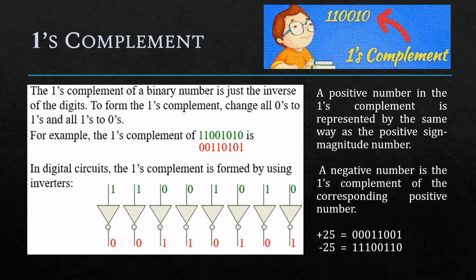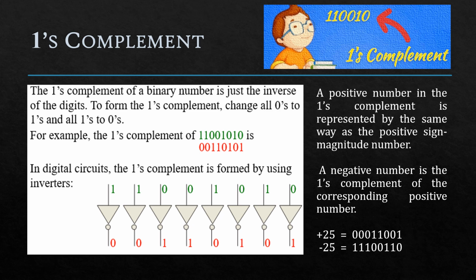As we just said, the 1's complement of a binary number is just the inverse of the digits. So to form the 1's complement, change all zeros to 1's and all 1's to zeros. For example, the 1's complement of the number 11001010 can be written as 00110101.